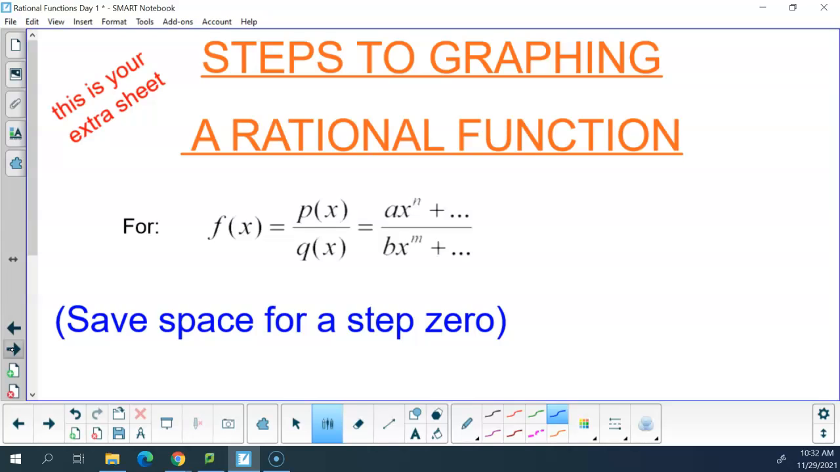So, at the top of your sheet, somewhere up there, you want to put down the steps to graphing a rational function. Now, what you're going to do, though, is skip some space for step 0. I know it sounds crazy, but we're going to actually have a step 0, and it doesn't come until like a week and a half later. But we'll get it. So I skipped some space for a step 0. I was telling kids earlier they skipped like 2 lines for step 0.